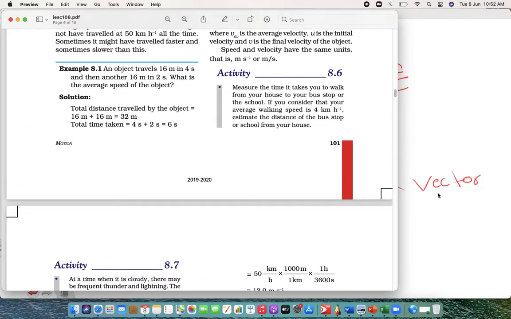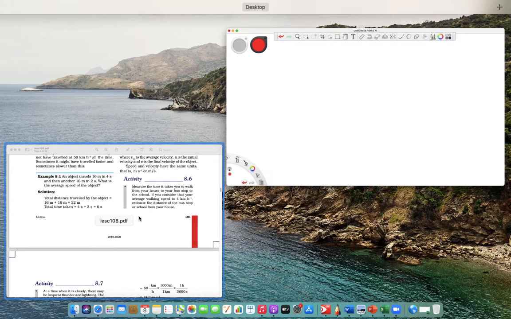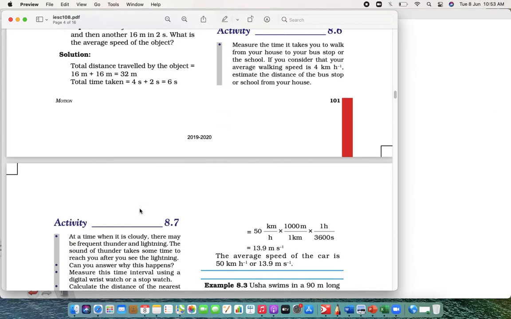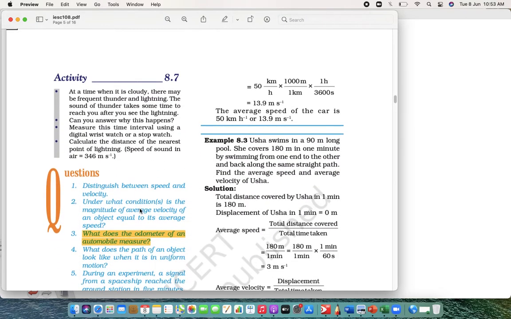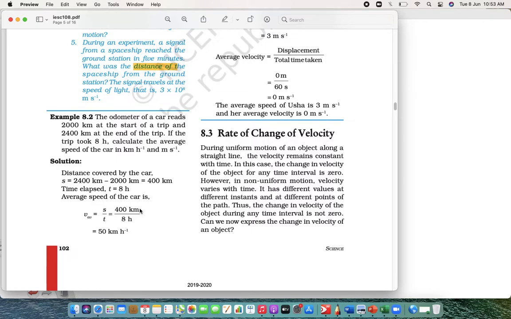Then both have the same SI unit and the same formula. V is equal to S upon T is used for speed, and V is equal to S upon T is also used for velocity. They are both the same. So we started with speed and velocity, and then we talk about rate of change of velocity.